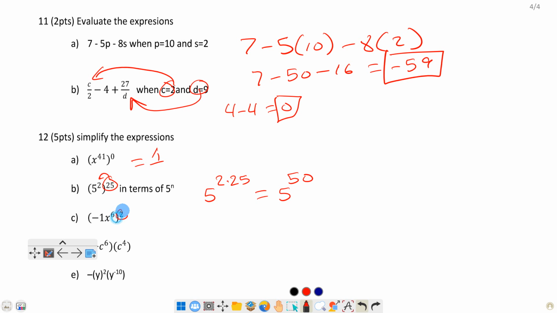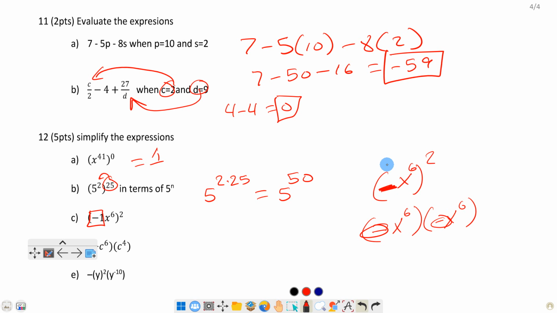And then what you want to pay attention to here is you have a negative, right? If I have negative x to the 6 squared, well, what is this? This is negative x to the 6th times negative x to the 6th. And what happens when you have a negative times a negative? Well, that's a positive. So pay attention that if your negative is inside the parentheses, turn that negative into a negative 1 and then distribute that through. Because when you distribute that through, negative 1 times negative 1 is just a positive 1.